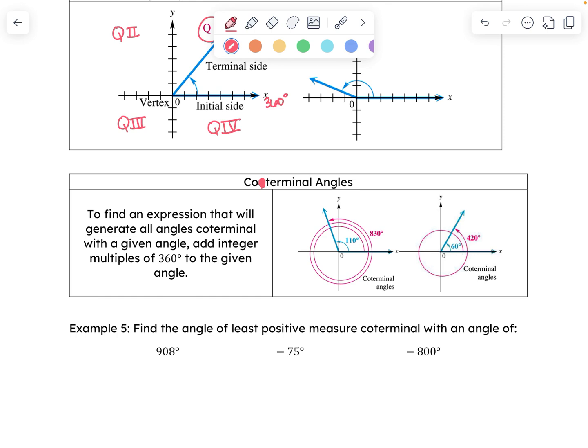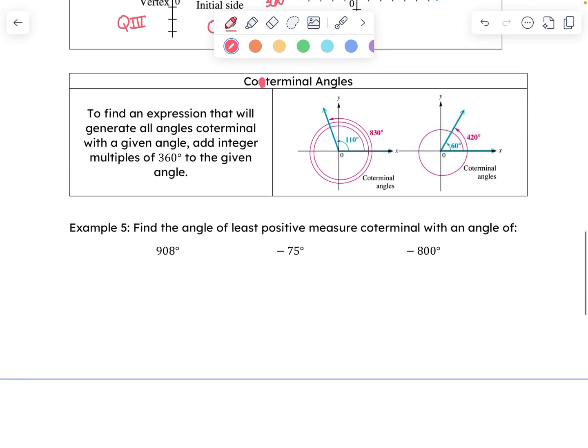But what we like to do is we like to try and find the coterminal angle that has the least positive measure so that we're dealing with angles that are in the unit circle, since that's what we're going to be working with a lot this semester and we're going to be most familiar with this semester. So that's what we have in example 5 right here. It says find the angle of least positive measure that's coterminal with these angles.